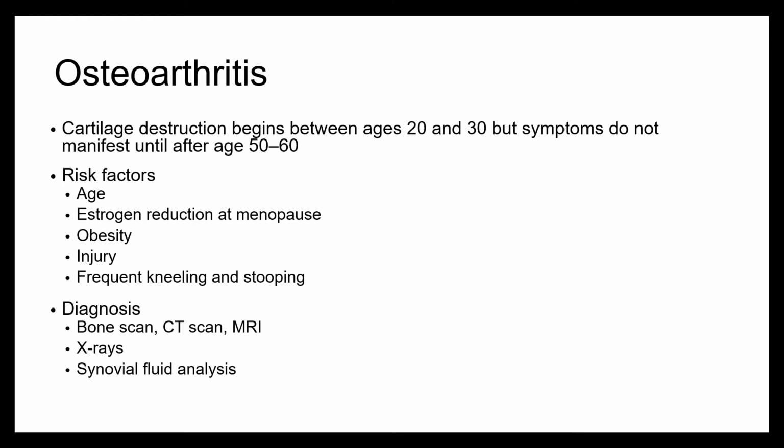Generally speaking, the cartilage destruction associated with osteoarthritis begins between the ages of 20 and 30, but symptoms do not generally manifest until after age 50 to 60. Some of the most common risk factors for osteoarthritis are the patient's age, their estrogen reduction experienced at menopause, obesity, any history of injuries, and occupational frequent kneeling and stooping.